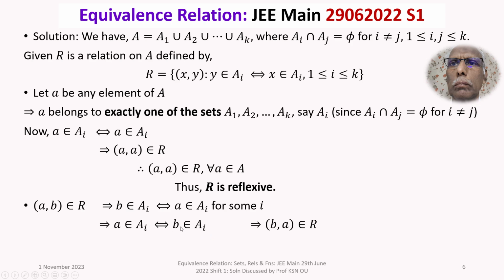Now you apply the definition. That means A belongs to AI implies and implied by B belongs to AI is (B, A) belongs to R. That means whenever (A, B) belongs to R, then (B, A) also belongs to R. That is what is called the symmetric nature of the relation R. Therefore, R is a symmetric relation. Agreed. Now we go to the discussion of the transitivity of the relation R in the next slide.